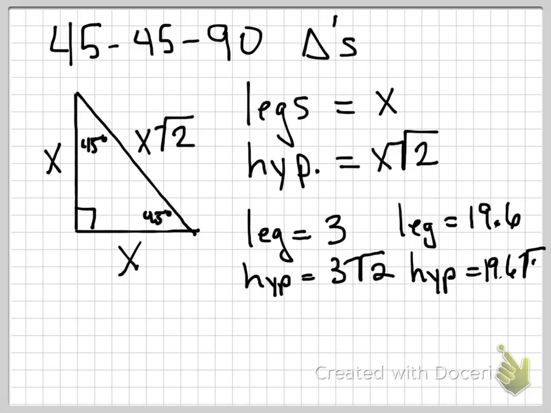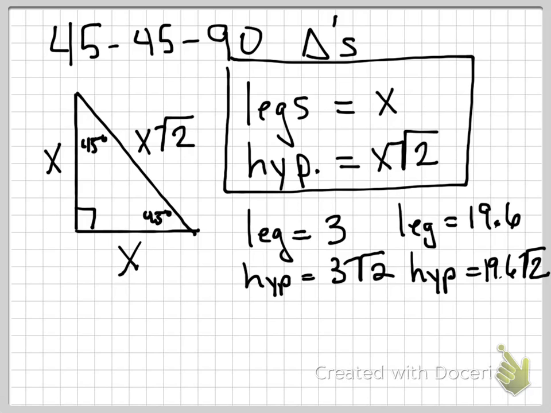19.6 times the square root of 2. Okay, so this is what you need to be concerned with, is remembering this, and then also being able to draw this picture. Okay? Alright, so now let's turn around and talk about the other special right triangle.